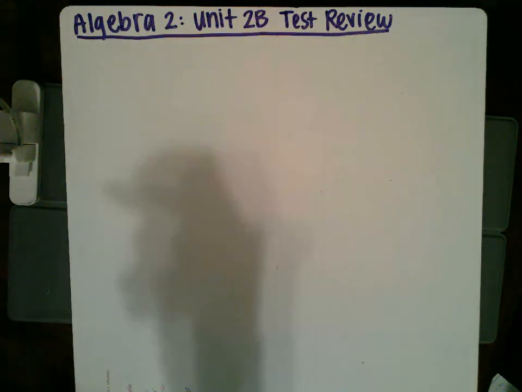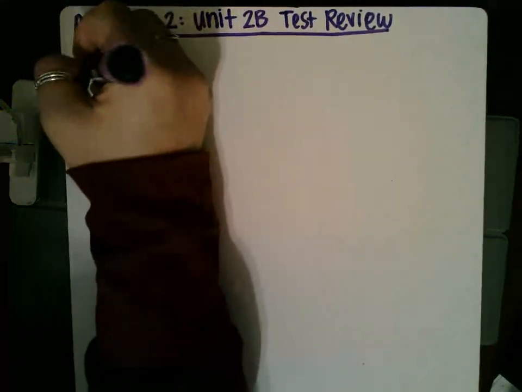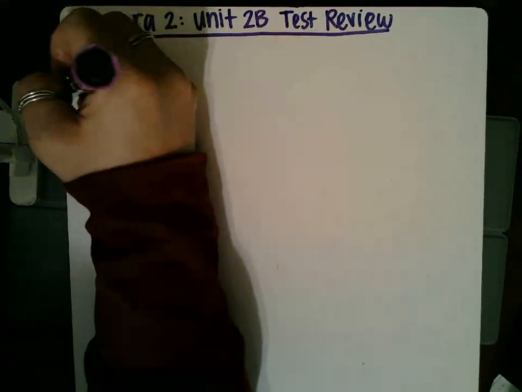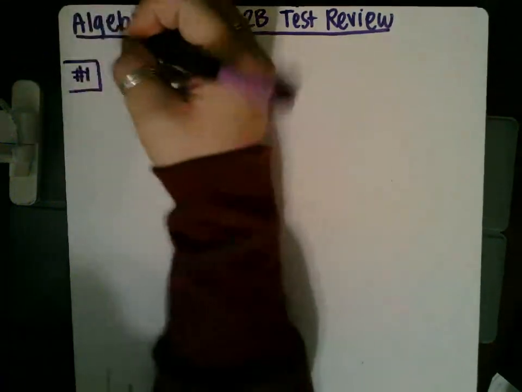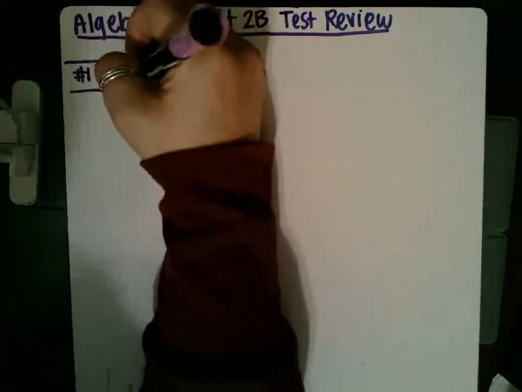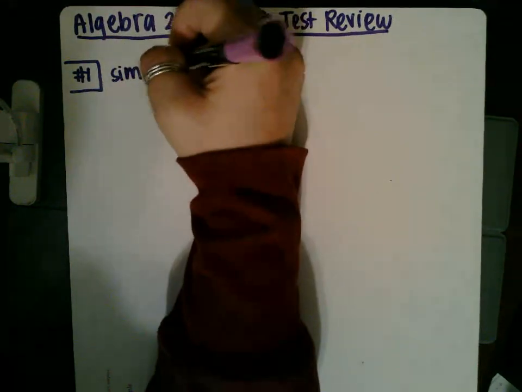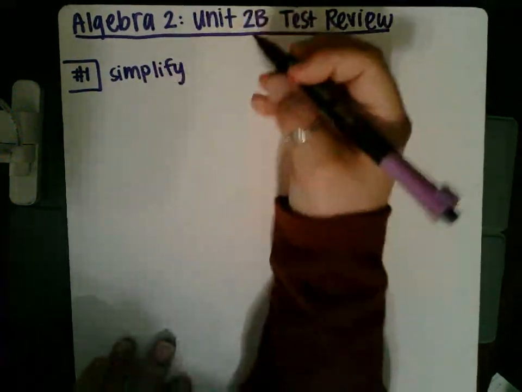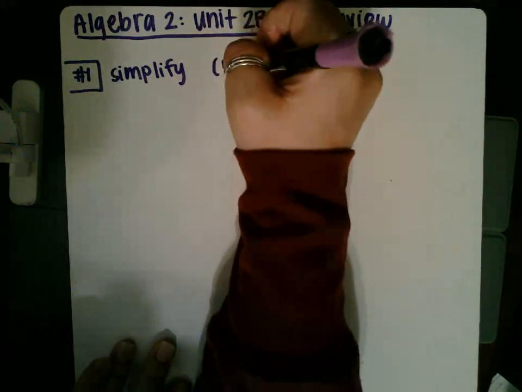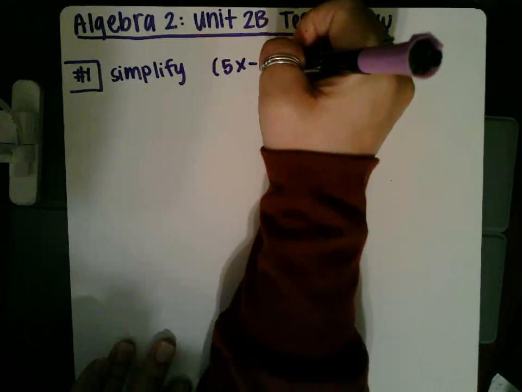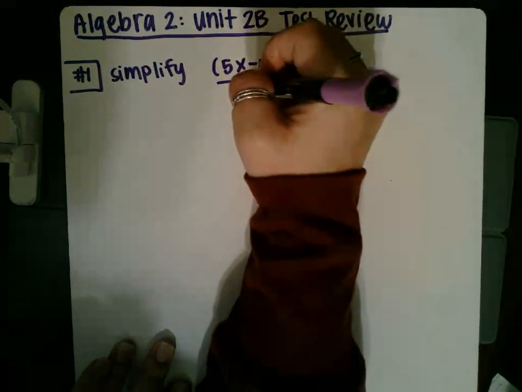So I numbered this number 1. And the question says to simplify the following equation: 5x minus 15 all over 5.